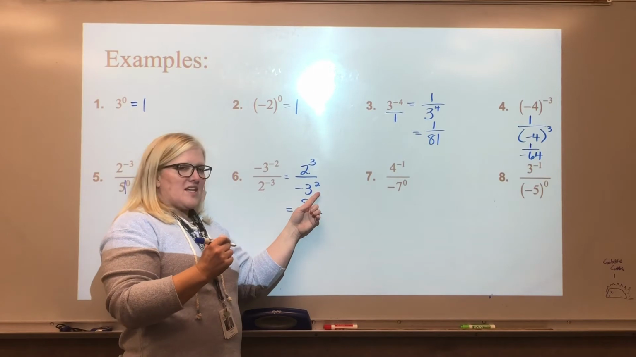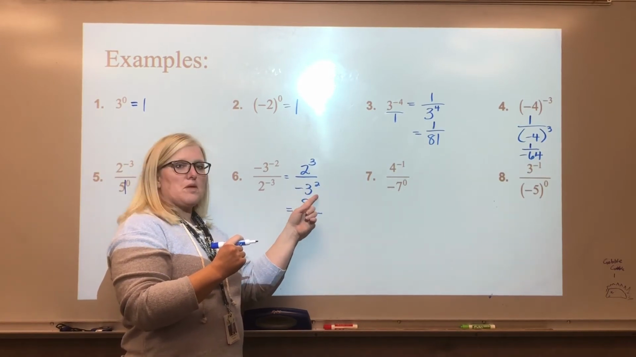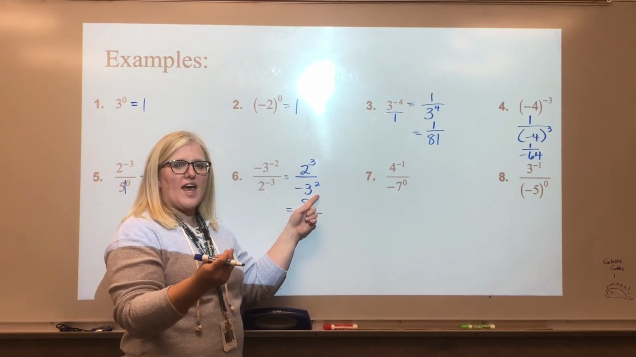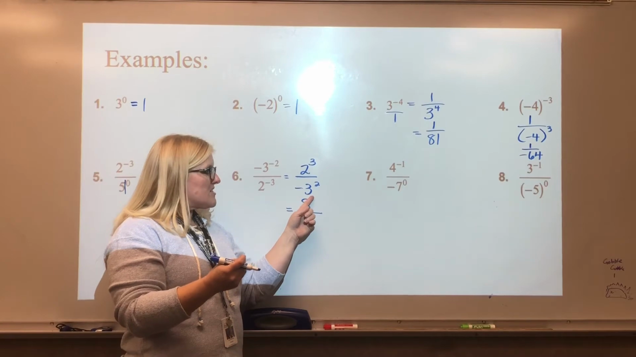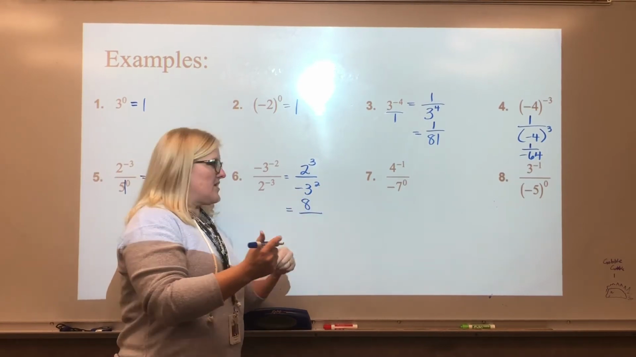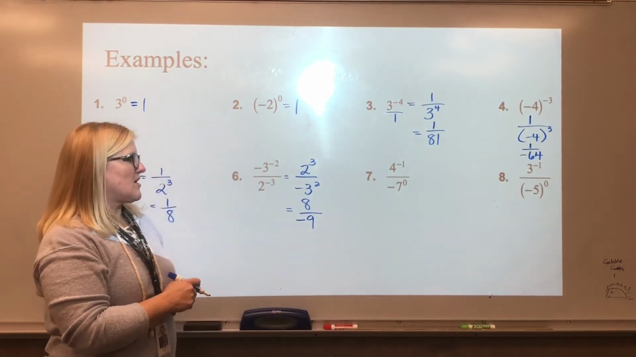Now in the denominator, if this was in parentheses, then this would be positive. But according to the order of operations, we have to do the exponent first. And that's 3 squared is 9. And then you multiply it by the negative. So this is a negative 9 underneath here.